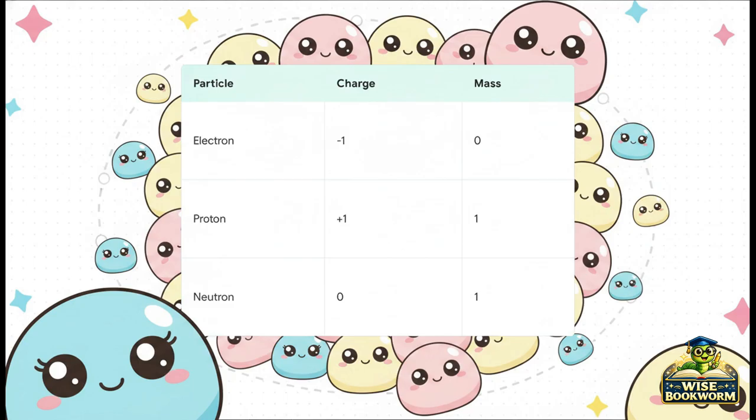We have the tiny, negatively charged electron orbiting way out there in that vast, empty space. Deep inside that super dense nucleus, we have the positively charged proton. And finally, discovered much later by James Chadwick in 1932, we have the neutron. It has a mass very similar to the proton, but it carries absolutely zero electrical charge.